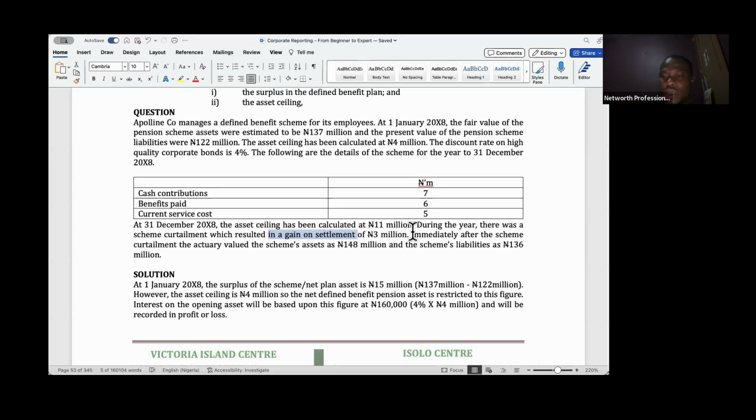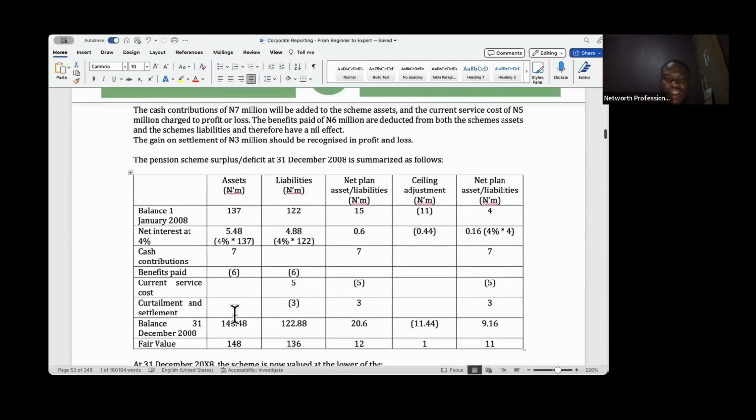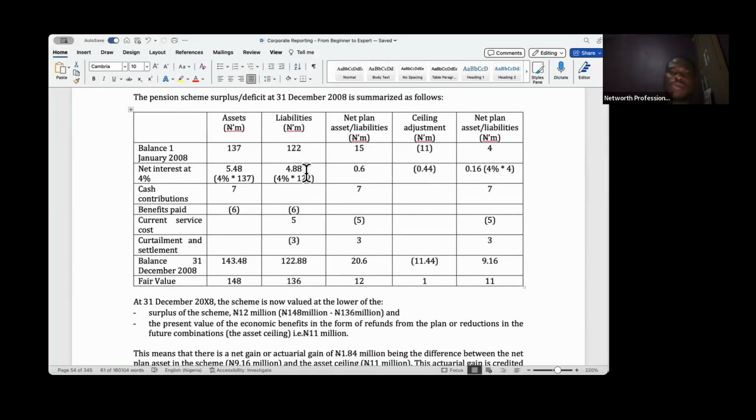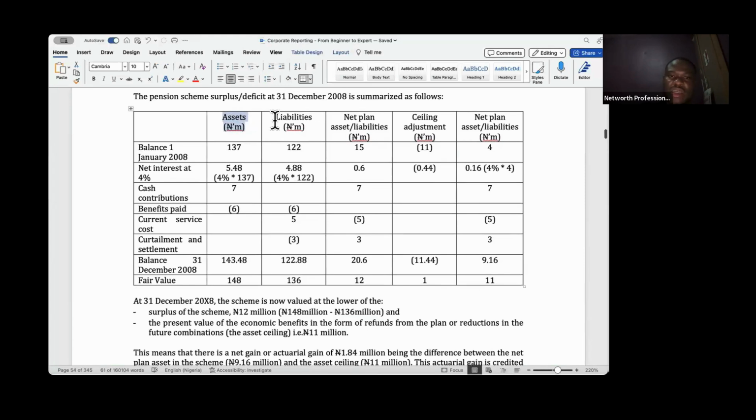Finally, they said immediately after the scheme curtailment, they actually valued the scheme asset at 148 million and the scheme liabilities at 136 million. So they are giving us the value at the end of the year. Now, there are some notes here, which I will just explain with these workings here, so that to be clear. Similar to the table I've been doing, in my workings, I have this is my plan assets, this is my DBO, present value of defined benefit obligation, and this is the net. Let me leave this one for now. I'll speak to it very soon.